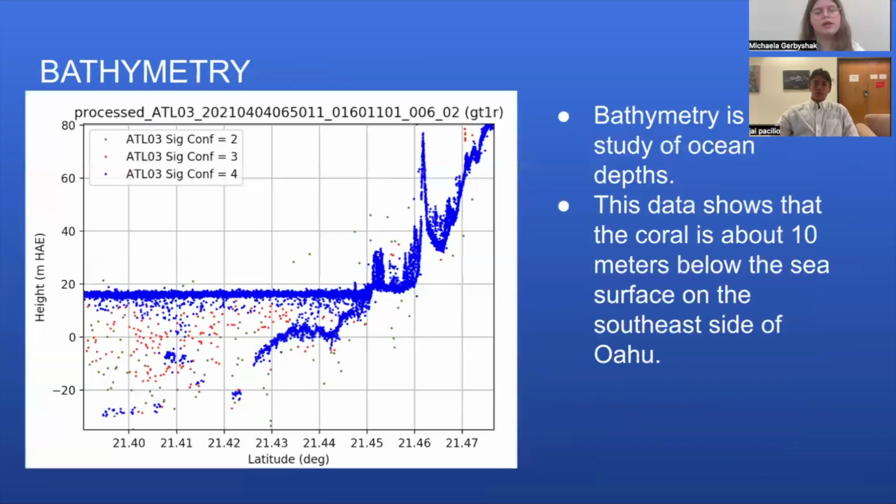This graph highlights the bathymetry from ISAT-2. Bathymetry is the study of ocean depths, but for this research specifically, it was used to show where the coral is below the sea surface. On this graph, we can see that the data shows that the coral is about 10 meters below the sea surface on the southeast side of Oahu.